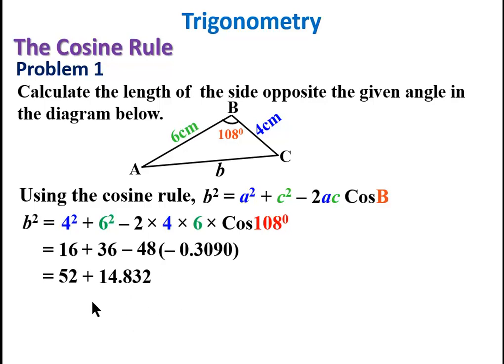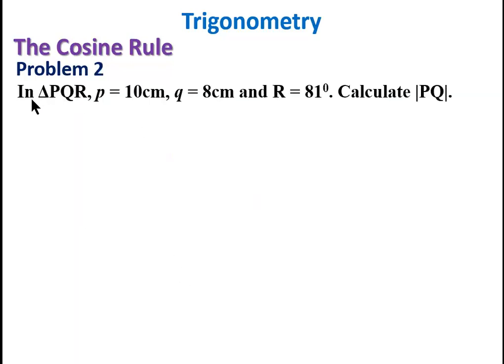14.832. So we add them to give us 66.832, as B squared is 66.832. To calculate B, we find the square root of 66.832, which gives 8.175 centimeters. So we have done justice to problem 1 in this encounter. So we go to problem 2.